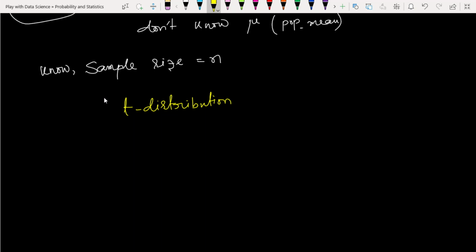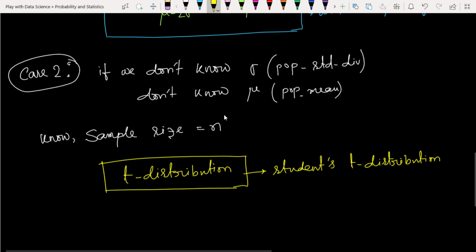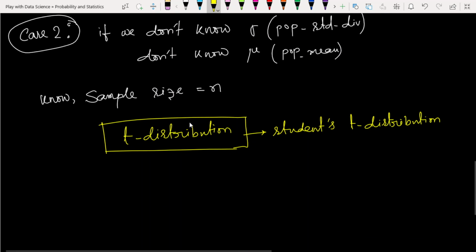We will use the concept of the T distribution, meaning the Student's T distribution. I am not going to discuss the mathematical portions of the Student's T distribution. If you are interested, please go to the Wikipedia article, and then you can easily understand this. I'm just giving a hint in which situations the Student's T distribution is useful.